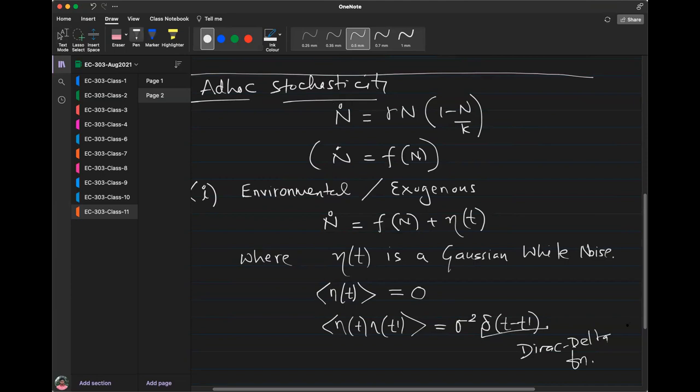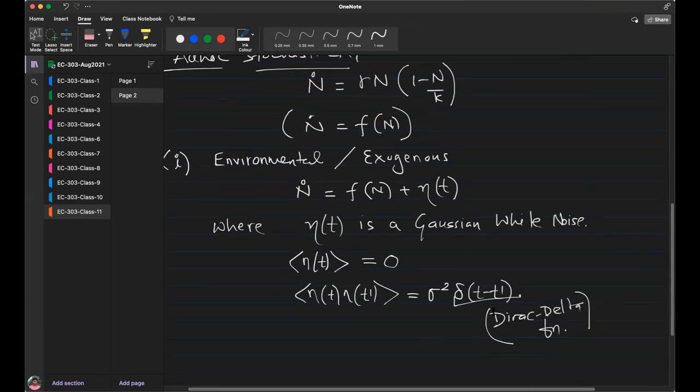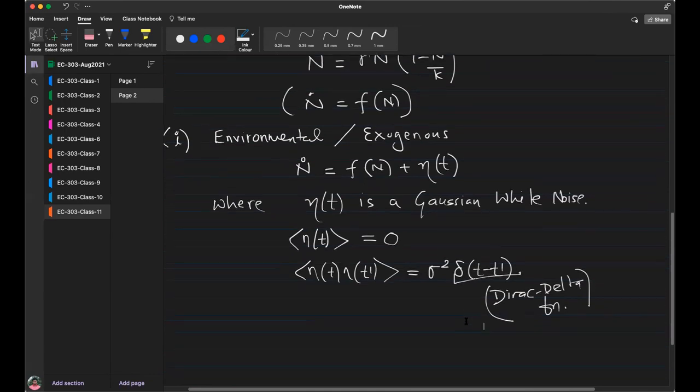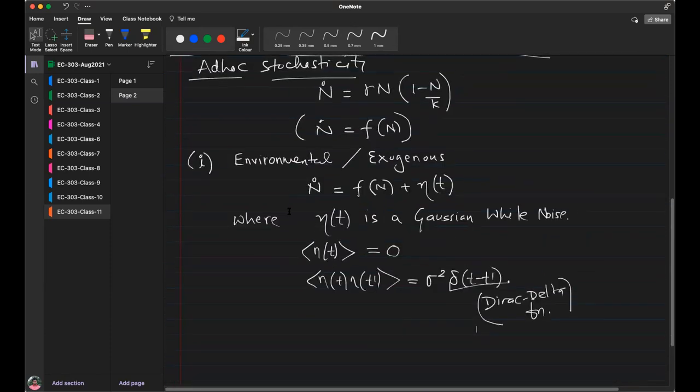Now, there's no way I can define what the Dirac delta function is in this class. So if you don't know, think of this function as being 0 if the argument is non-zero, and it's infinitely large when the argument is 0, meaning when t is equal to t prime, delta is infinitely large. Okay, so that's the stochastic process we add. So this is the environmental or exogenous stochasticity.